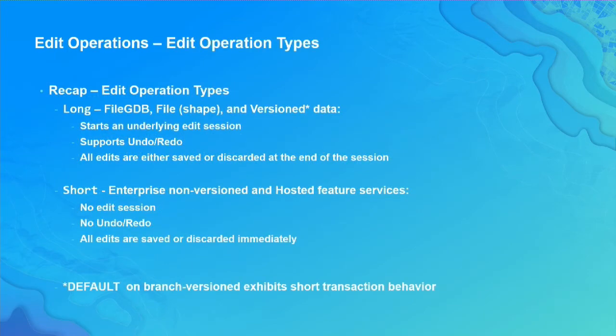So what do we call a long transaction type? This is when you're editing things like file geodatabase, shapefile folders, and your traditional version data, enterprise data. When we edit those types of data, we start an underlying edit session in the background automatically. We support undo, redo on those types of data, and all the edits are either saved or discarded at the end of the edit session, or can be.